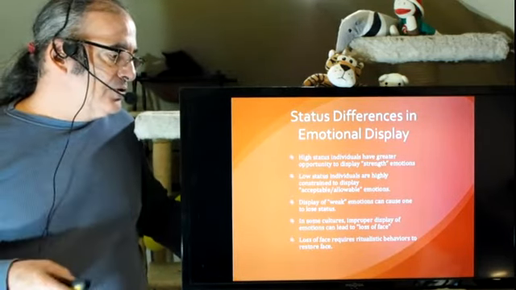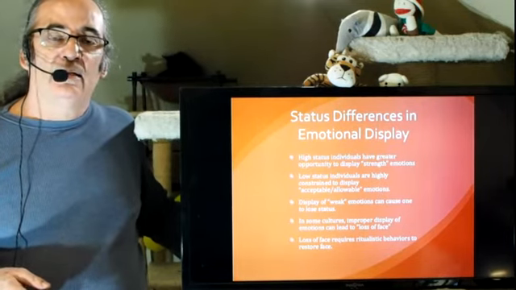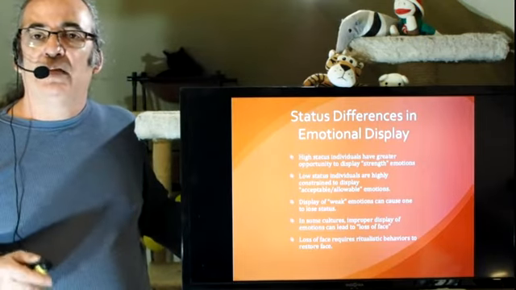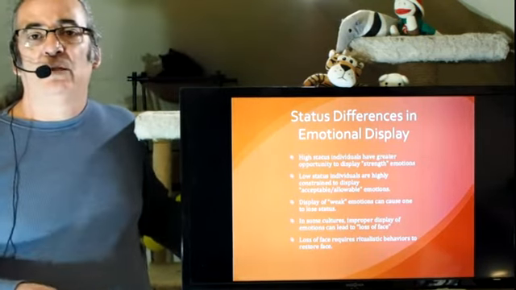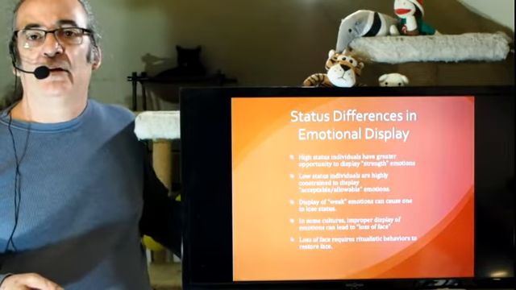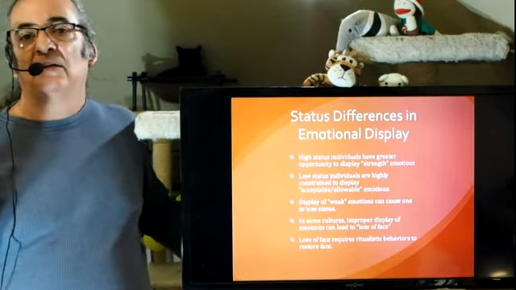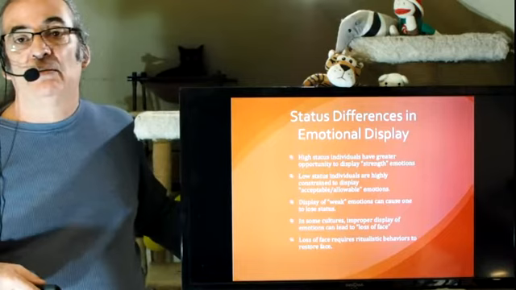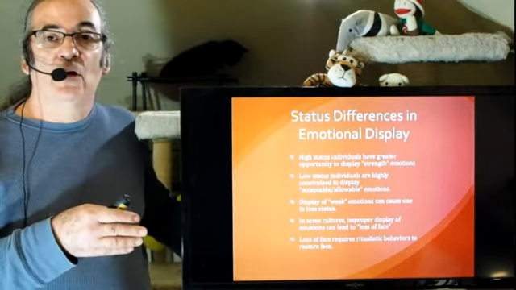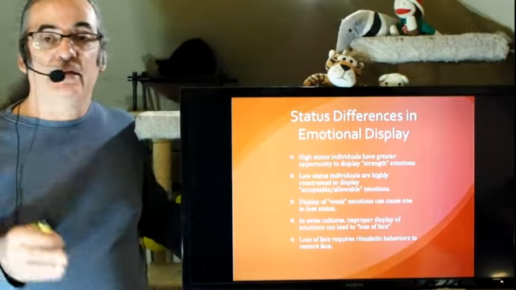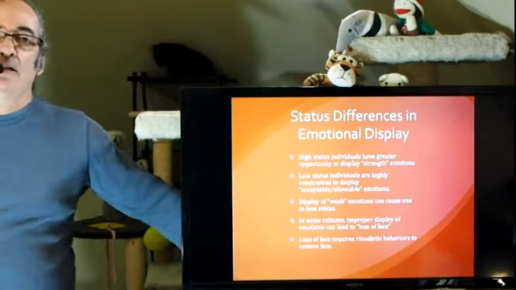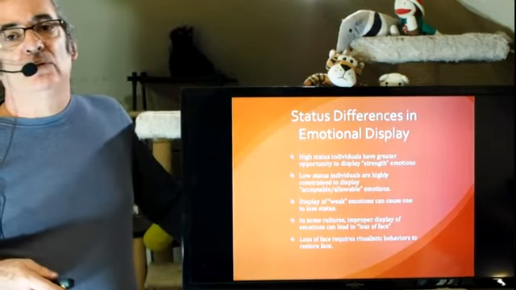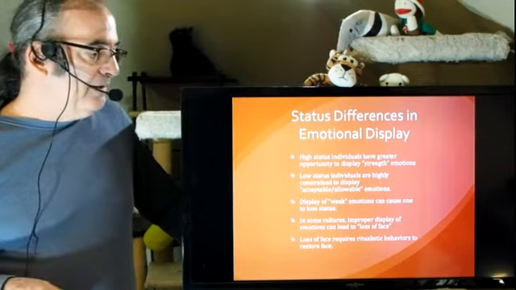And display of weak emotions can cause one to lose status, and this is a challenge for women in the workplace. Right? Because it's like they're damned if they do, damned if they don't. If they display anger, what do we label them? A bitch, right? If they display weakness or contrition, or sadness, then they're talked about as being weak, or overly emotional. So women are expected to be the emotional sex, but if they display emotion, then it's evidence that they're not up to the task, that they're too emotional. So we can see how these culturally derived display rules can really unlevel the playing field.